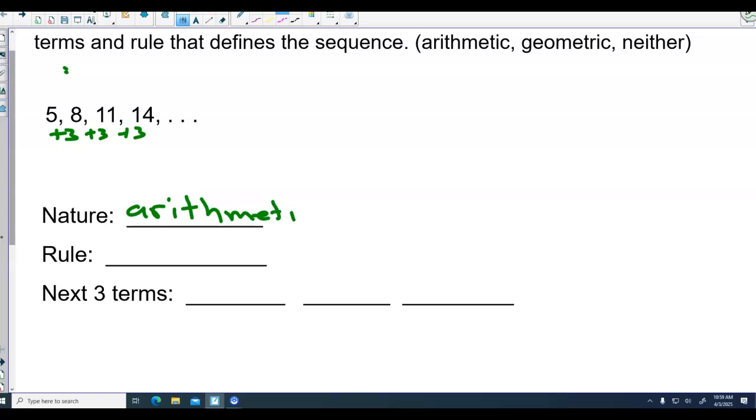I would argue it's probably easier to get the next 3 terms next. We're just adding 3. Keep adding 3. Since it's an arithmetic sequence, that means my rule is going to look like this.